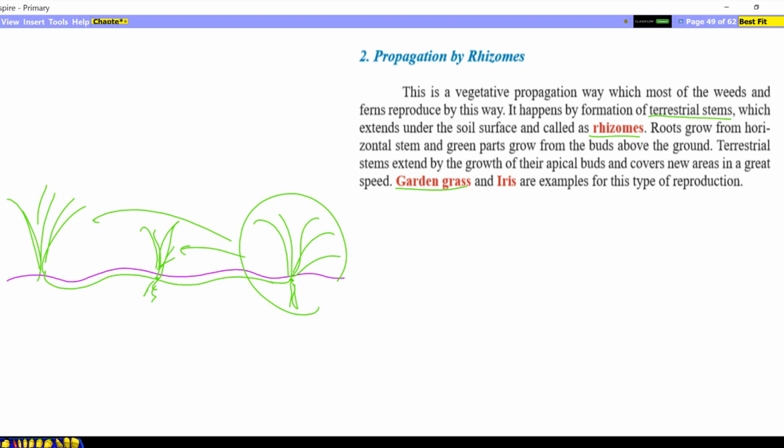Garden grass is a good example of this. The green part of grass which we see is the leaves. But when we pull the grass, we can simply see the white-colored terrestrial stems and tiny roots under the soil but closer to the surface.